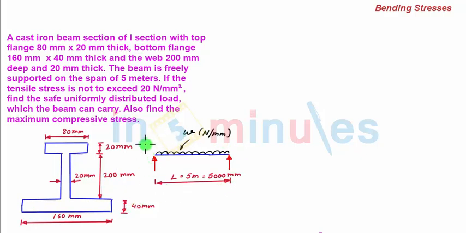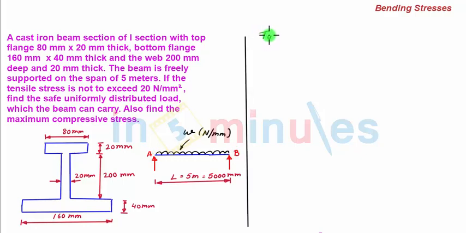We also show the loading diagram of the beam. This blue line shows the beam whose cross section is this I section, and it has been subjected to a uniformly distributed load whose magnitude W we have to find out. It has been asked in the problem. The length of the beam is 5 meter equal to 5000 mm, and this beam is a simply supported beam, so I represent it with two vertical supports at the extreme ends A and B.